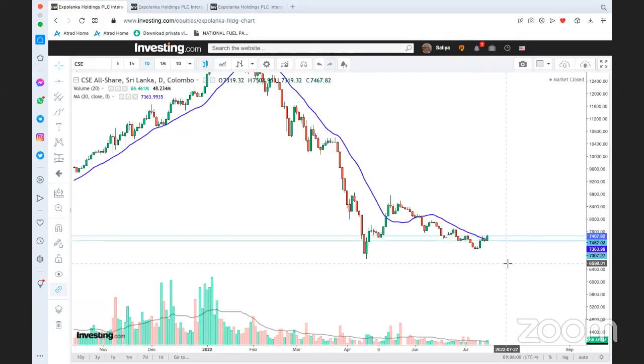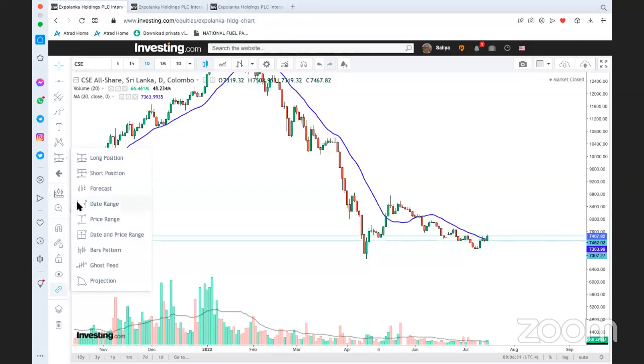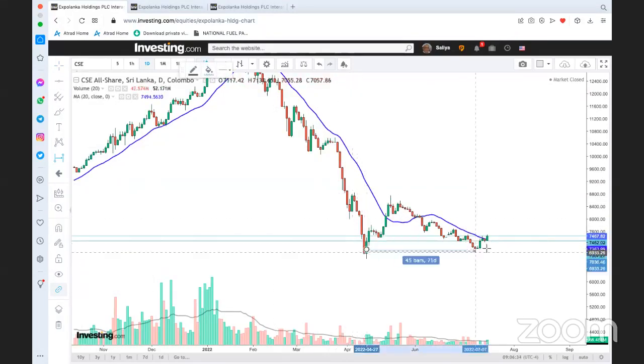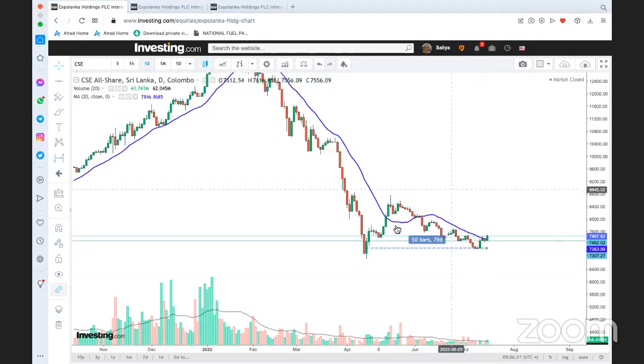Then the next most important thing in the present market is this lower low, which happened on the 27th of April, right? Now we are over here, it's 15th of July. So that's a period of 50 days. So for 50 days, the index has not come down below the lower low of 6724, right?